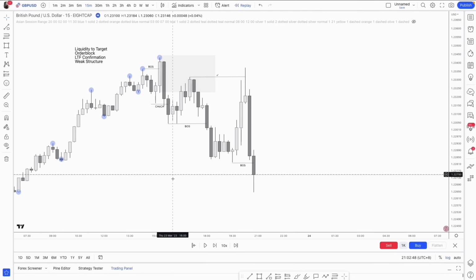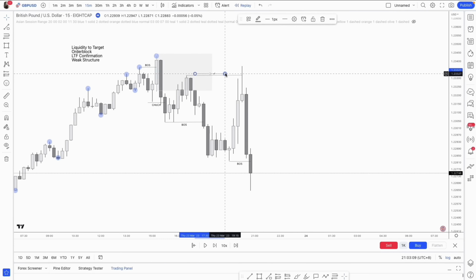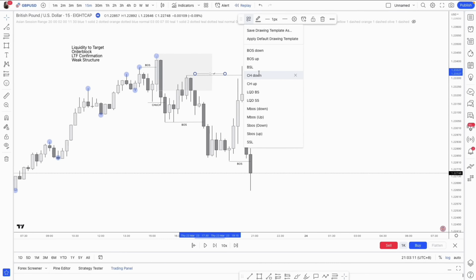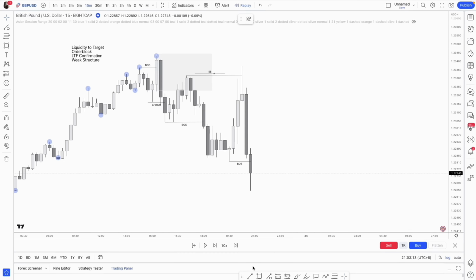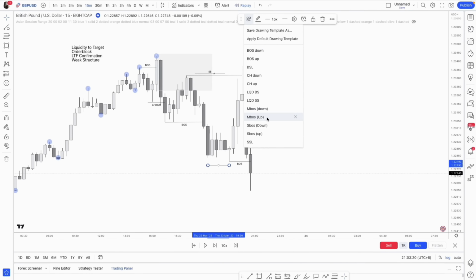Now we want to look at liquidity to target. Well, what do we know? Weak structure and liquidity to target are actually the same thing. Because what's happened here is the buyers that have entered the market because the highs have been broken, breakout buyers, had their orders open in here. This is where they had their buy stops. So they had liquidity here in the form of buy stops, and they probably had their stop losses under the most recent low. So that is also liquidity.